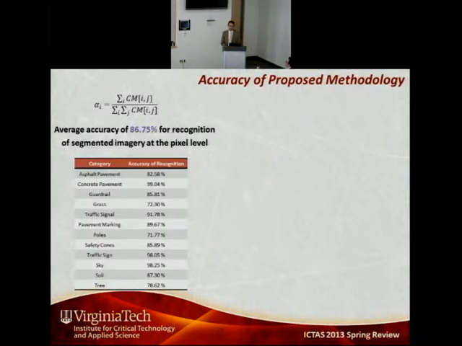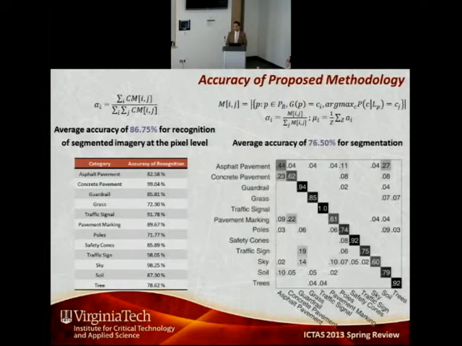To measure the accuracy, we define two types of measurement: accuracy of the recognition and accuracy of the segmentation. The average accuracy of recognition is more than 85% at the pixel level. And for accuracy of the segmentation, we use the confusion matrix, which is a common way in computer vision and computer science for measuring accuracy.